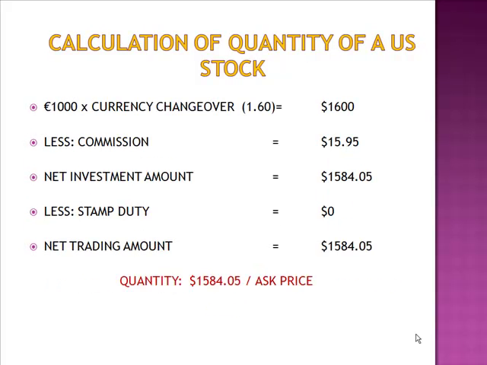And finally, a US stock. €1,000 multiplied by the currency changeover. Well, let's assume in this case the rate being offered to me is $1.60 for every euro. So I have $1,600, and I'll take off my commission of $15.95. Now my net investment amount is $1,584.05. No stamp duty is charged on any US stock, and therefore my net trading amount is $1,584.05 to divide by my ask price.